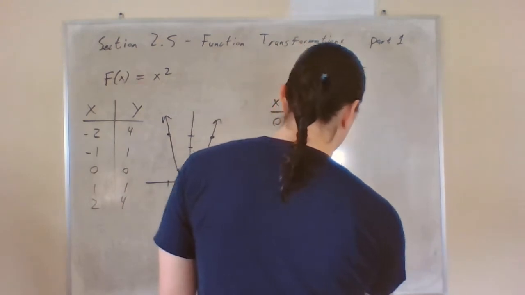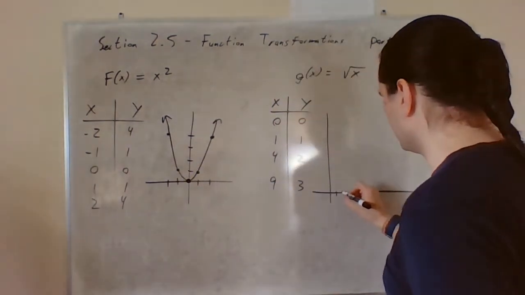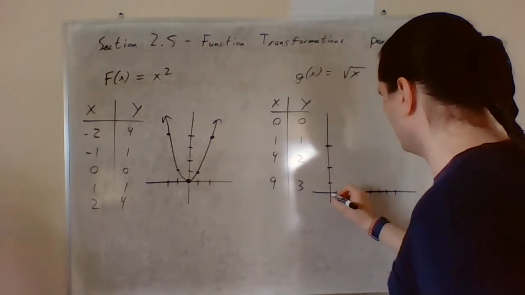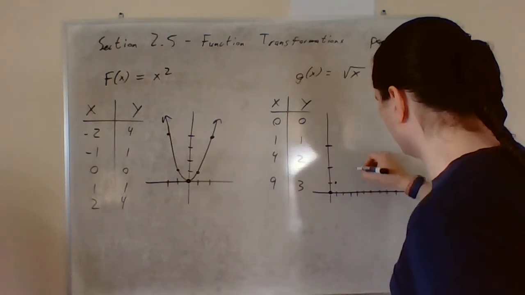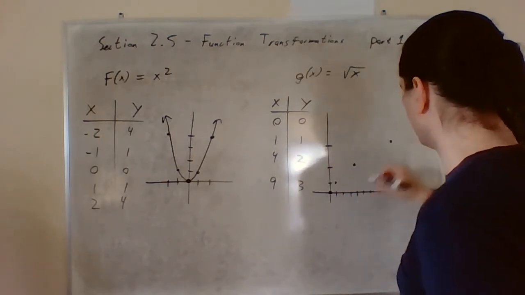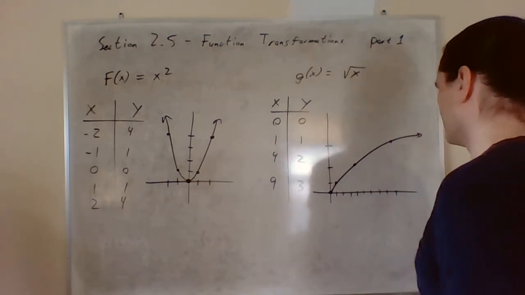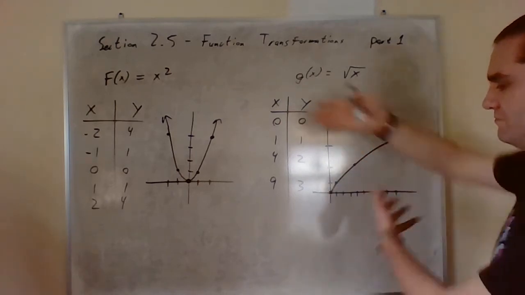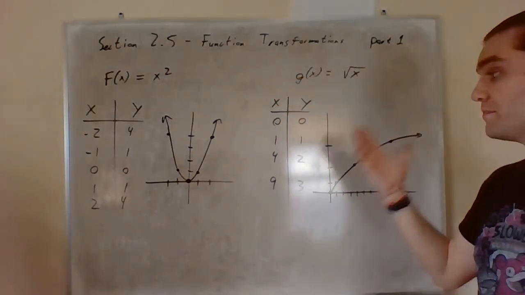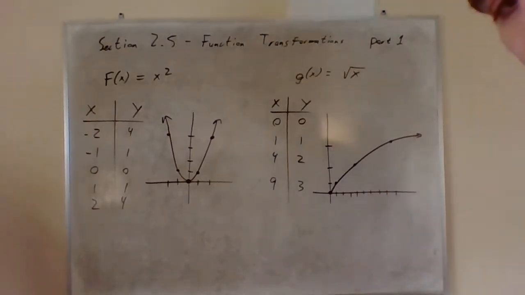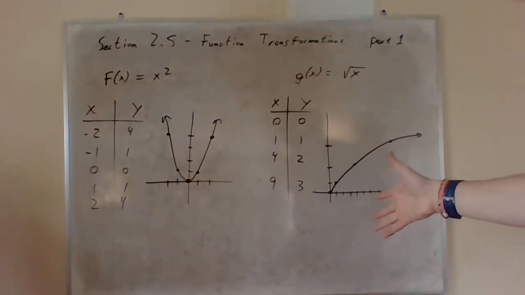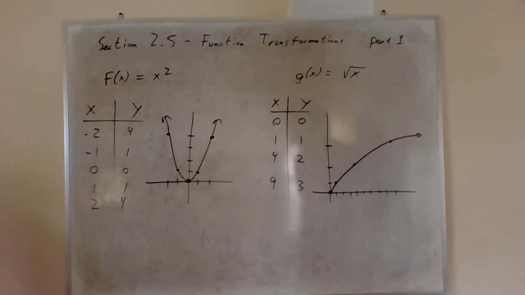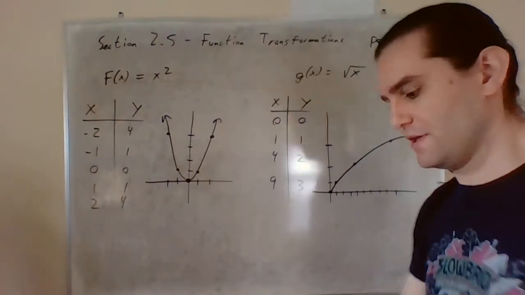So this graph looks like this. It's kind of half of a parabola sideways. We flipped it around. These are the two graphs that I'm going to be playing with for the rest of this section. Put this in your notes somewhere so you have it easily accessible, and then we'll talk about transforming them.